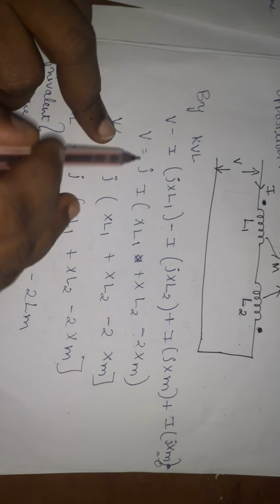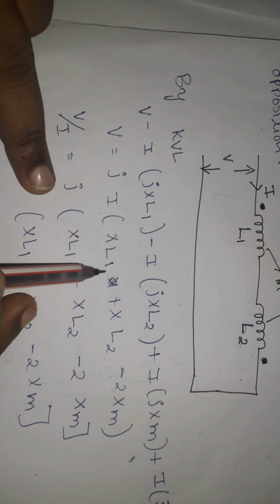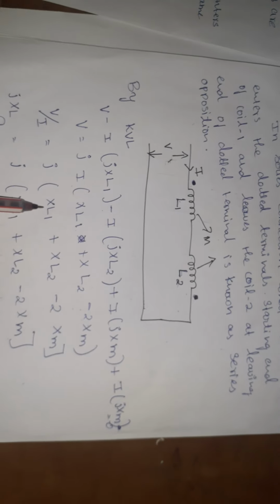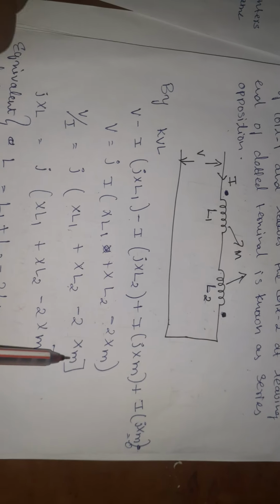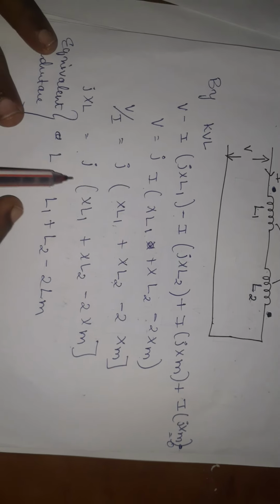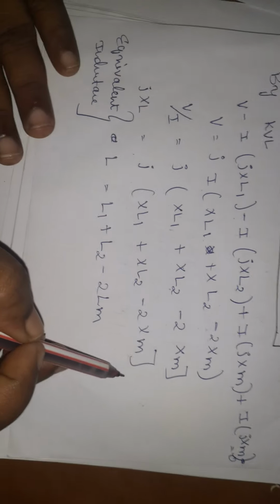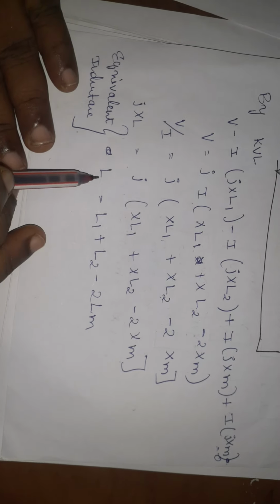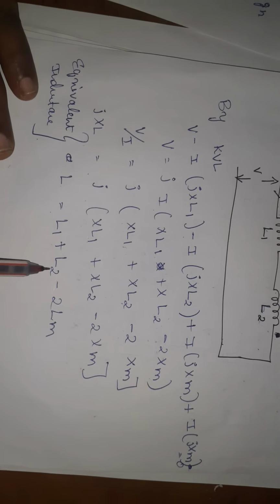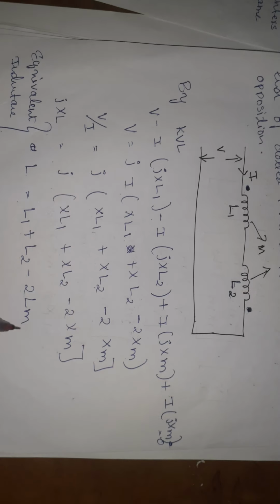So V is equal to j into XL1 plus XL2 minus 2XM, that is j(XL1 + XL2) minus 2jXM. So jXL is equal to j into this value. The equivalent inductance L is equal to L1 plus L2 minus 2M. In series aiding you get L1 plus L2 plus 2M, and here it is minus 2M.